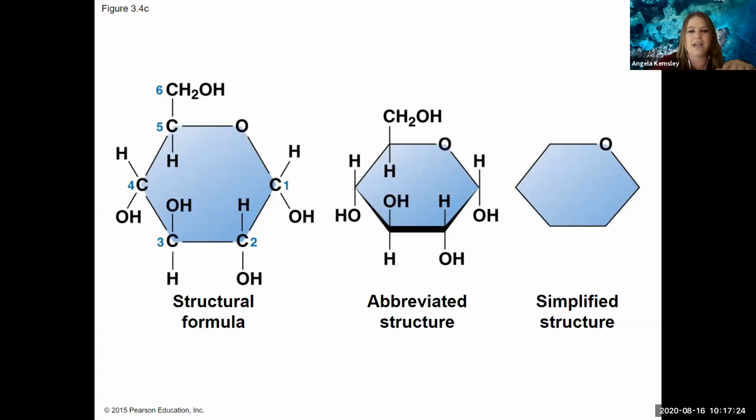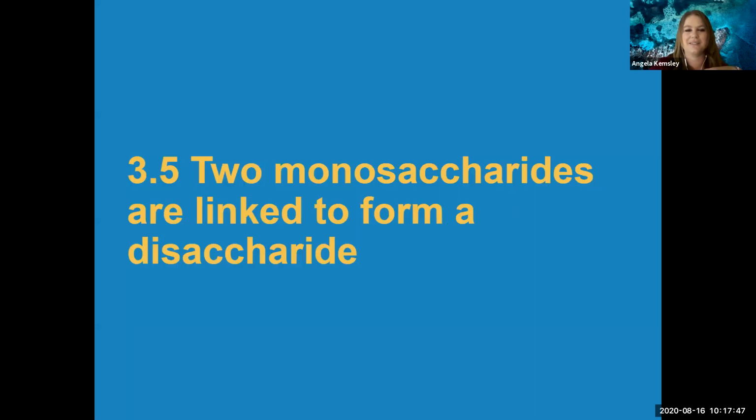So you can see here, we can draw them in all different types of ways. So just be familiar with the fact that you're looking at the same thing. Scientists just write so many things that they like to be efficient. And so quite often we'll come up with some kind of way to abbreviate things to make their lives easier. So just be aware, we're showing you all the same thing in all three diagrams, so you can try to understand the differences there. Two monosaccharides are linked to form a disaccharide.